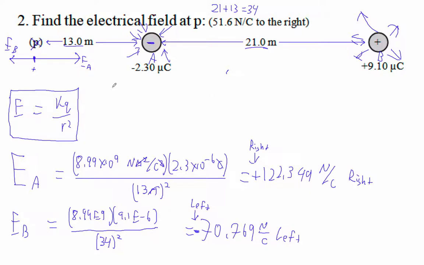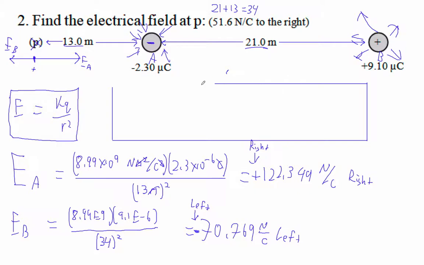Now there is a way to do it systematically. A programmer could do it. I made an Excel spreadsheet that's able to do it reliably. So we're going to figure out the electric field at point P. The electric field at point P is going to be, just add these two fields up. So positive 122.349 plus a negative 70.769. These are all newtons per coulomb.